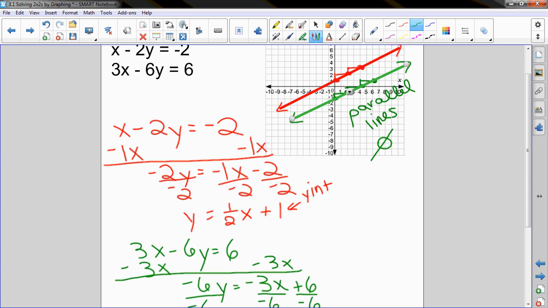They're parallel. There's no x and y. There are no solutions. In a minute, we're going to talk about some special words that we use for if they meet or if they don't meet. But first, I'm going to do the very last example. Anybody have any questions on that one? Okay.